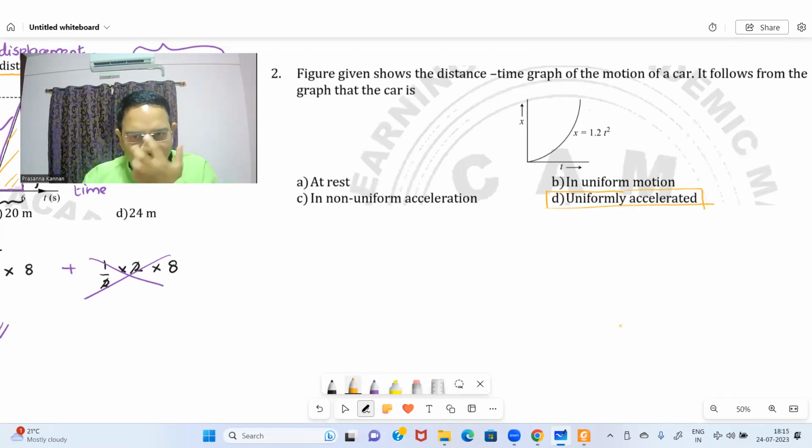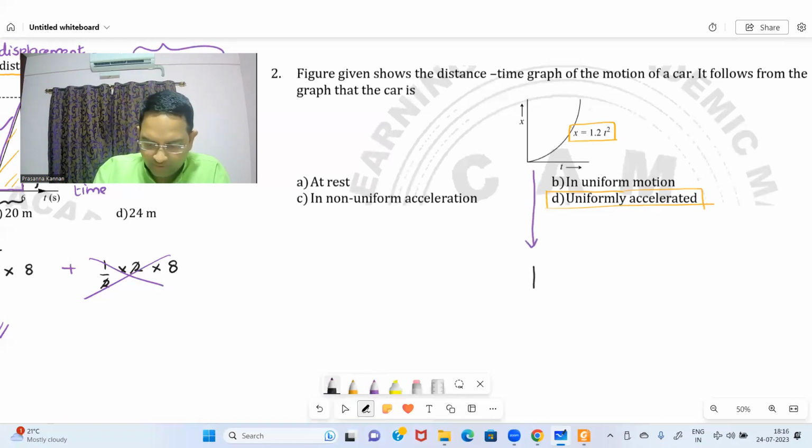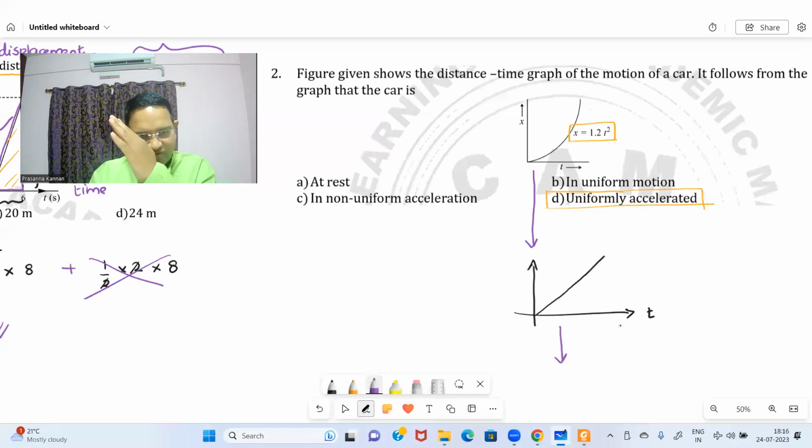So, two ways of getting to the answer. First way is the diagram. This equation refers to a parabola. Whenever x is related to t square, it is quadratic, and then it is a parabolic curve. Whenever we differentiate a parabolic curve, what answer are we going to get? We are going to get a straight line inclined to the time axis. And whenever I differentiate a straight line inclined to the time axis, I'm going to get a line parallel to the time axis.